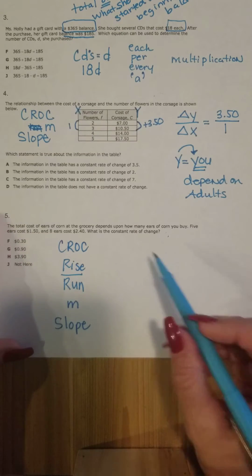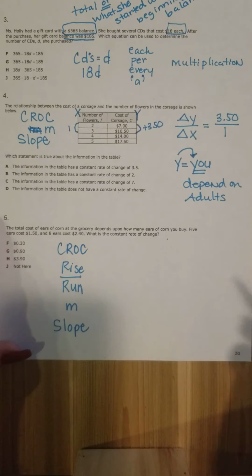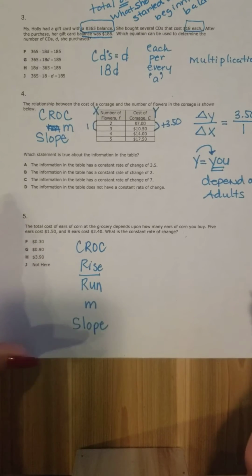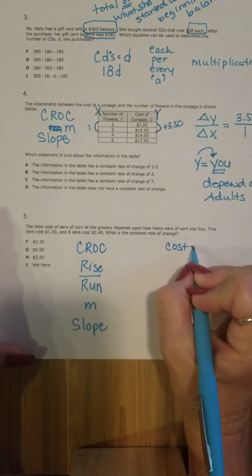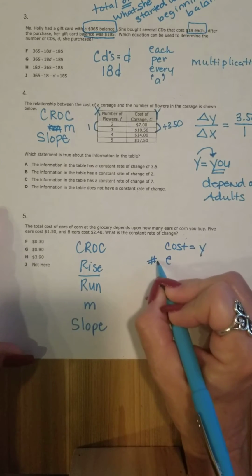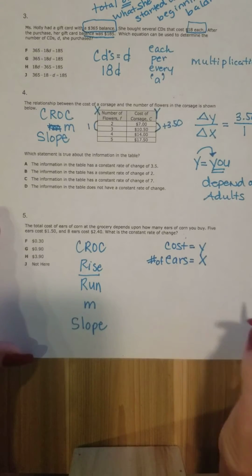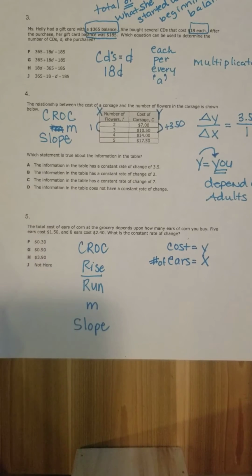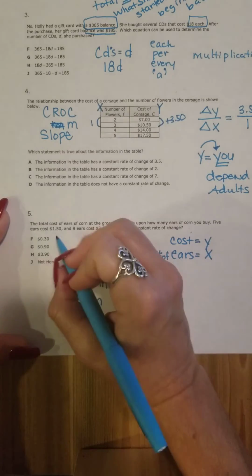Okay. So if I look over here, we're talking about cost of corn. The cost of the corn depends on how many ears of corn you purchase. Okay. So the cost is my Y, and the number of ears is my X. So the cost goes on the top and the ears goes on the bottom. And by the way, dollars always go on the top. Okay. So then we have 2 different ones.